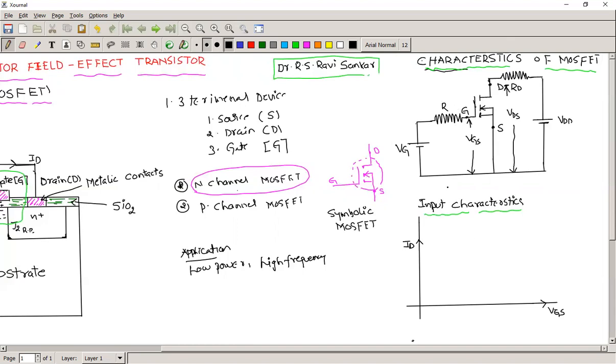Now, input characteristics means here the source is common to the input as well as output. So generally we are using this type of configuration only in power electronics circuits. Now the input characteristics are nothing but a curve drawn between the gate current, nothing but Ig.